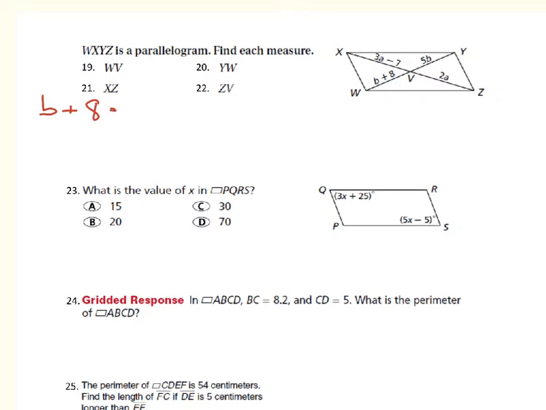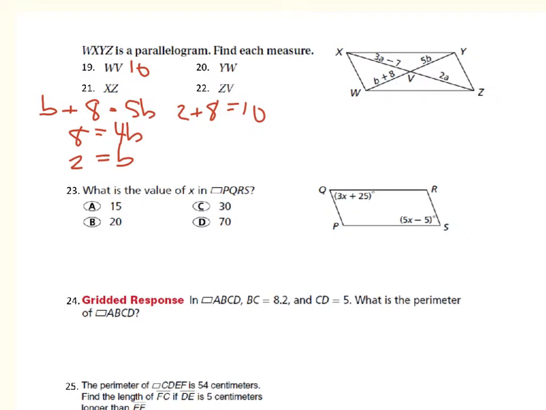So B plus 8 is the same as 5B. So I'm going to subtract B from both sides, and I get 8 equals 4B. And then I'm going to divide by 4, and I get 2 equals B. Now, just like before, I found B, but that's not the question that they're asking. They want me to find WV. WV is B plus 8. So that's going to be 2 plus 8, and that's going to give me 10.